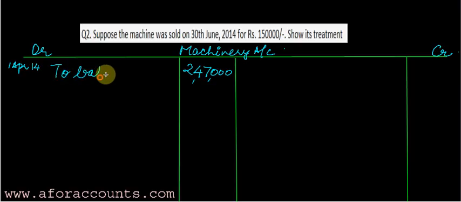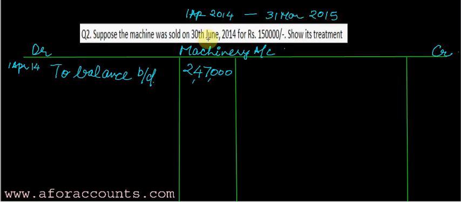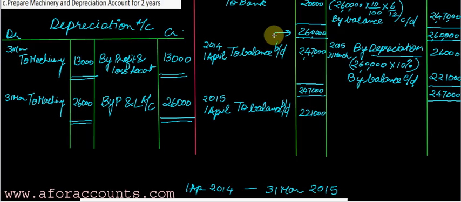To balance brought down. See, in 1st April 2014 to 31st March 2015, there is a change that in between only April, May, June, 3 months only the machine has been kept, and then it is sold for 1,50,000. So I am taking that amount 2,47,000 from here. That here, see, 2,40,000 is the amount standing. So 2,47,000 as on 1st April 2014.